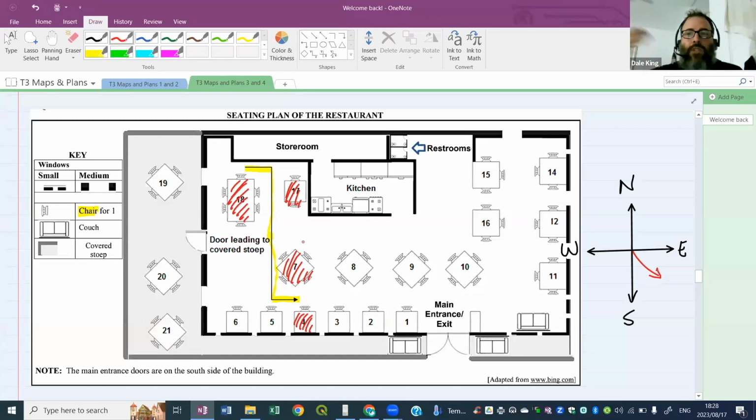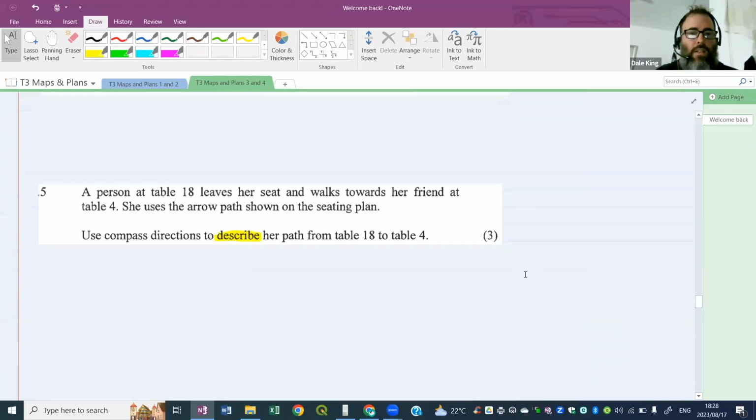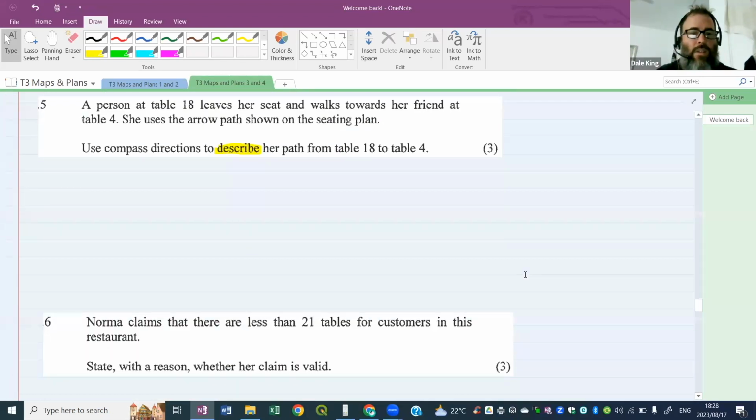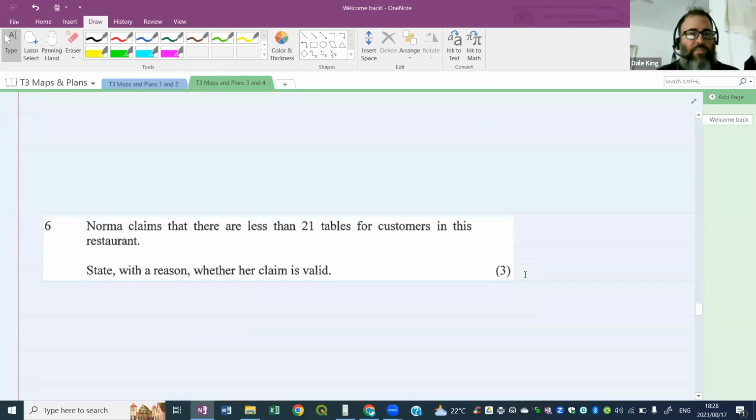Not as subjective as the other questions. You do need to give certain information that the marker will be looking for here. But yes, your version, as long as it makes sense and using directions like the question asked, you get marks. All right, this is too easy. All right, let's have a look at number 6.